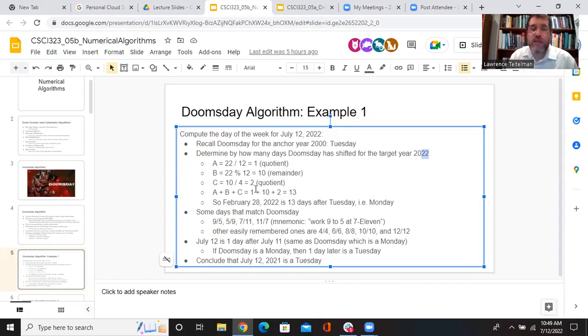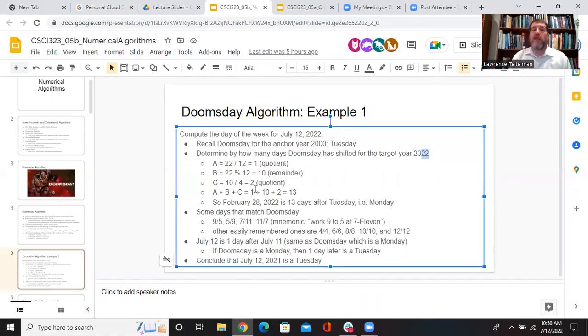Now, what are we really trying to do here? We're trying to figure out how much the day of the week has shifted since that year. Does anyone know, if I go from one year to the next, so next year, for example, what day of the week will July 12th be? Today, July 12th is a Tuesday, but next year it's going to be what? I'll give you a hint.